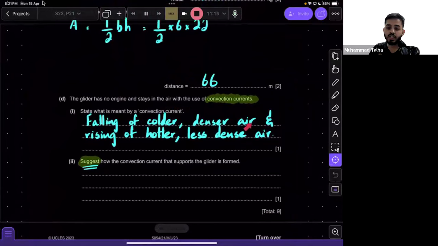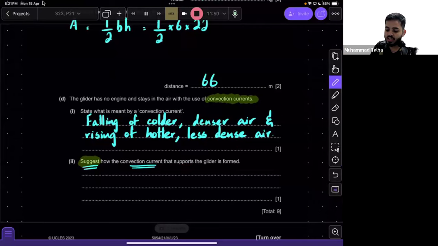Now for convection current, you know that there must be some rising of the hot, less dense air, and it could be the falling of some cold, denser air. So now you have to think about how that convection current could be developed. In my mind, the first thing that I think about in this case is the idea of the land breeze and the sea breeze, which is that when the hot air above the land would rise, it would create a convection current because the colder air would then fall, right?